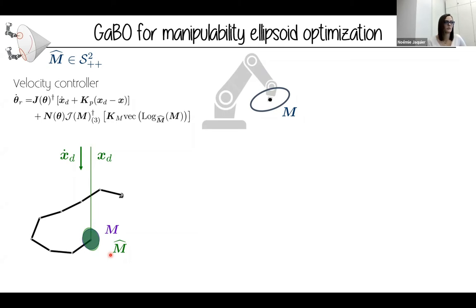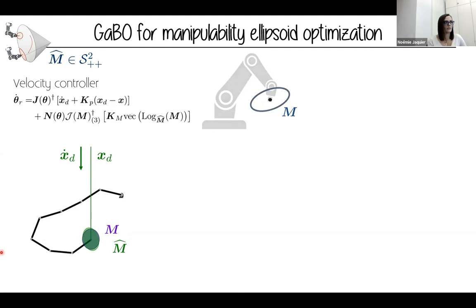So this is the formula of the controller. The idea is simply that the robot is tracking this line with the given velocity and tracking this desired manipulability ellipsoid. So you see here the current one of the robot is the purple one.